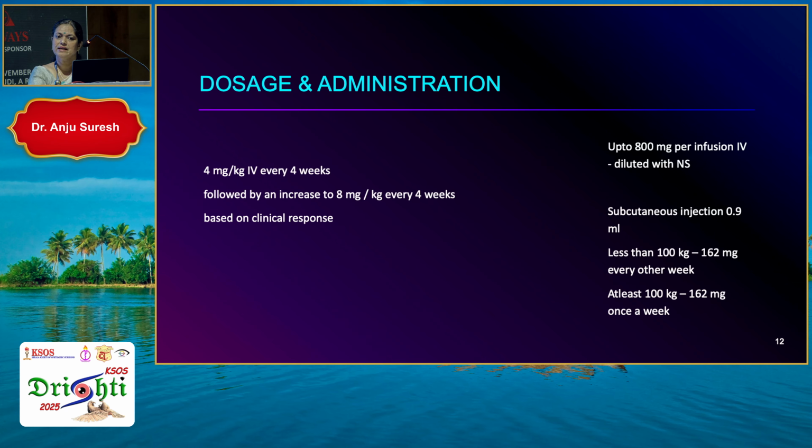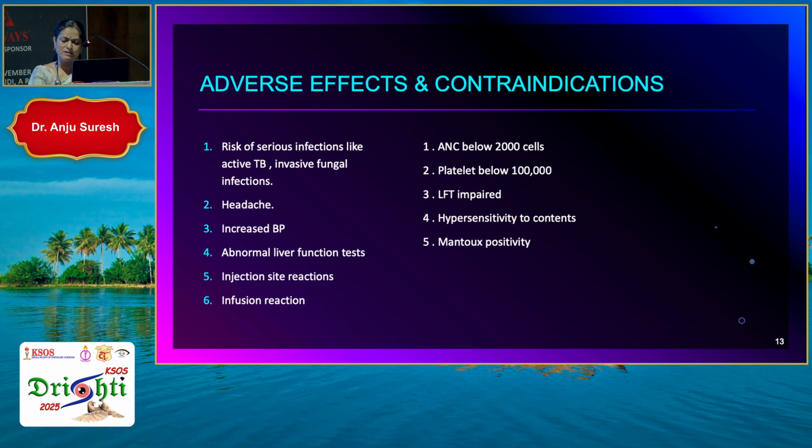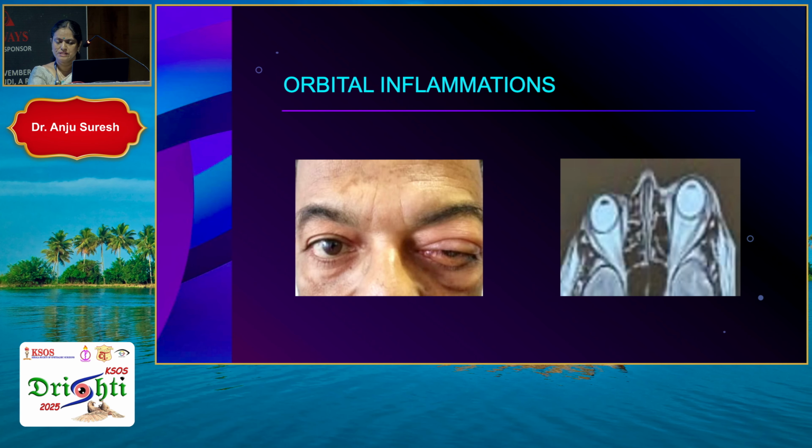You get 0.9 ml of 162 mg of tocilizumab. Subcutaneous injections were developed to facilitate self-administration. The main adverse effect is neutropenia, so the chance of activation of latent TB is more, and the chance of invasive fungal infections is more. Therefore, the main contraindication is an absolute neutrophil count less than 2000. And of course, infusion reaction.